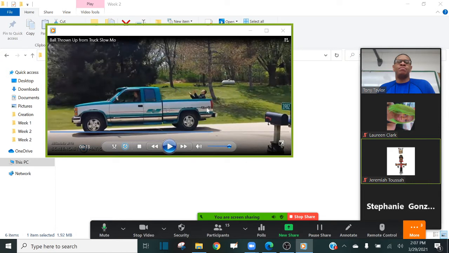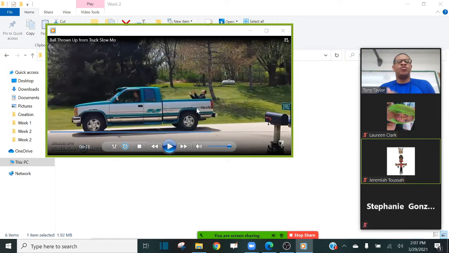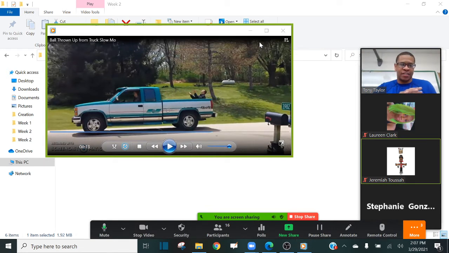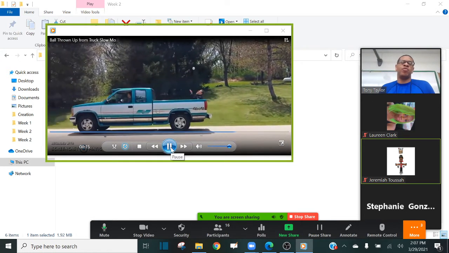Right now, this truck is moving really slow. But what if that truck was moving really fast? And let's assume we could ignore air resistance, like assuming there was no wind, no air resistance. Would that ball land at his hand if he threw it straight up, even if that truck was moving really fast? What do you think?